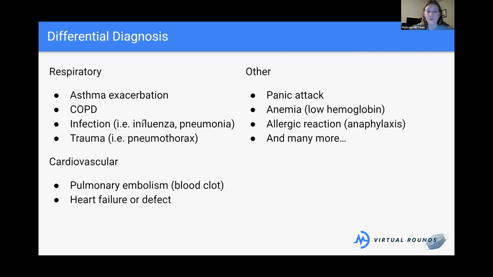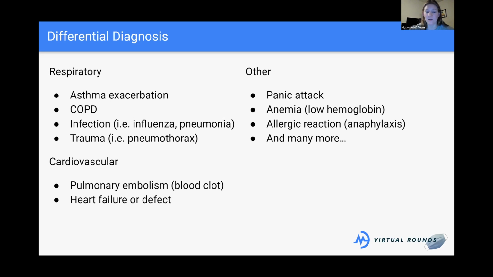Infection like the flu, influenza, COVID, RSV, any of the respiratory viruses, or a bacterial infection like pneumonia. Trauma, someone said trauma, for example, like a pneumothorax, where you have a collapse of the lung due to a puncture of the pleura, or the lining of the lung, that can be brought on by trauma.